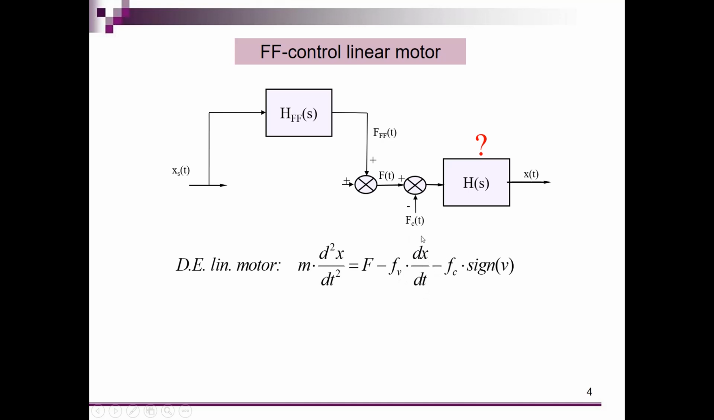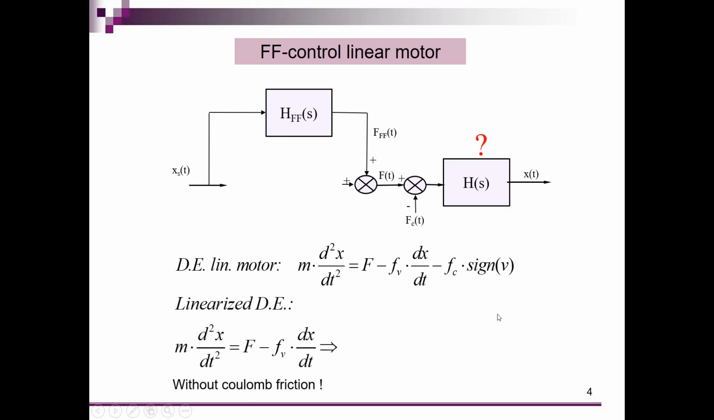Notice that Coulomb friction has been written as a friction constant times the sign of the speed. And that is because when the speed changes from positive to negative, also that friction component has to change. The sign of that friction has to change, because when we drive from left to right, then the friction is in the left direction, and when we go in the opposite direction, the sign of the friction has to change. So this is my differential equation of my system over here.